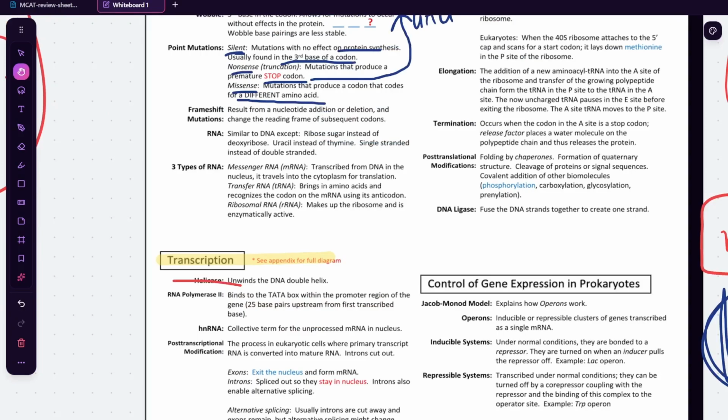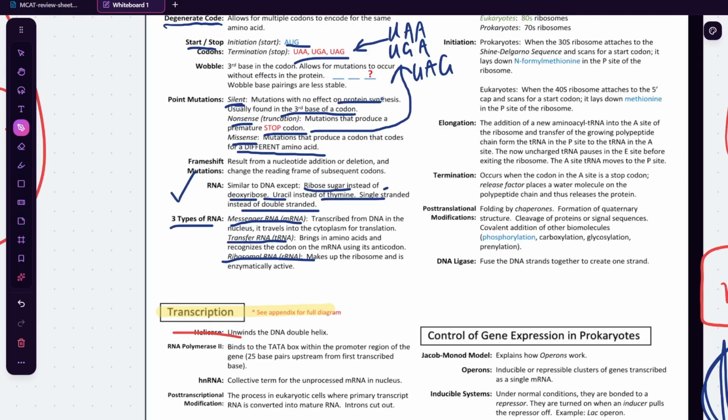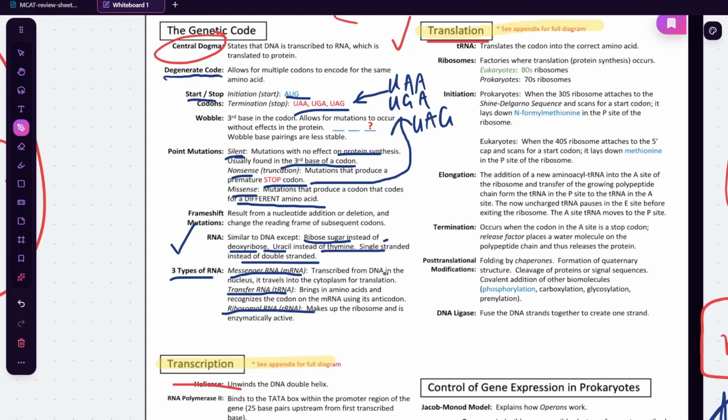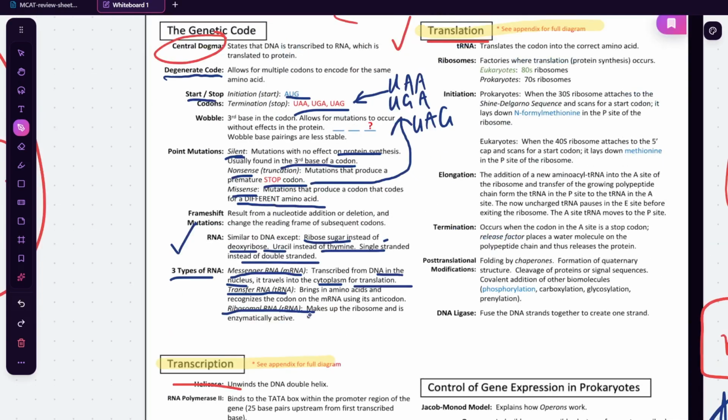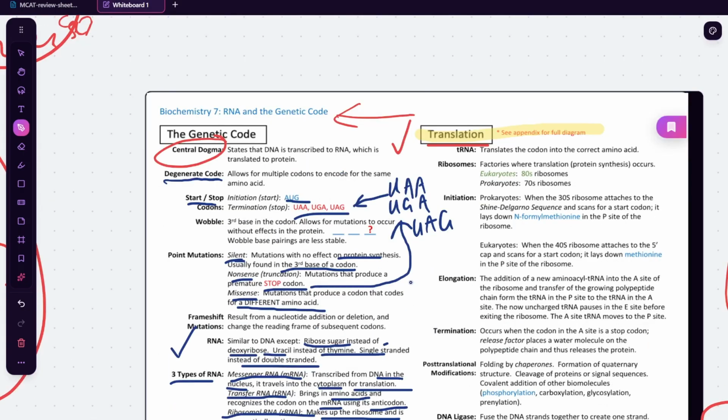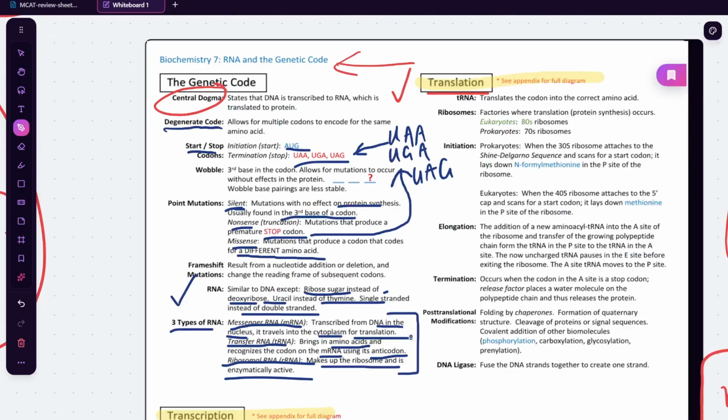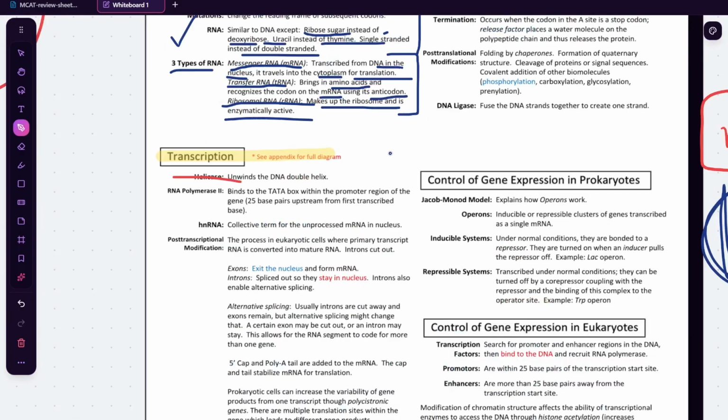And then for RNA, it says it's similar to DNA except it has ribose sugar instead of deoxyribose, uracil instead of thymine, and it's single-stranded. This is review. The 3 types of RNA include mRNA, tRNA, and rRNA. Messenger RNA is transcribed from DNA in the nucleus, and it travels to the cytoplasm for translation, which is a process explained here. tRNA brings amino acids and recognizes the codon on the mRNA using its anticodon. rRNA makes up the ribosome and is enzymatically active. These 3 types of RNA become clearer once you start learning about translation, but it might still be confusing if you don't know about translation.